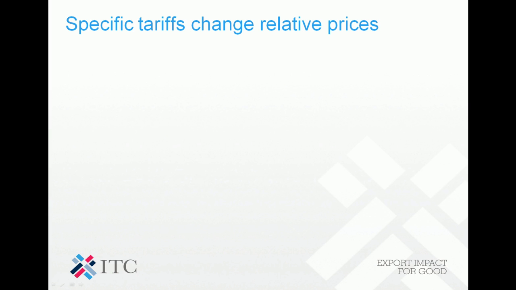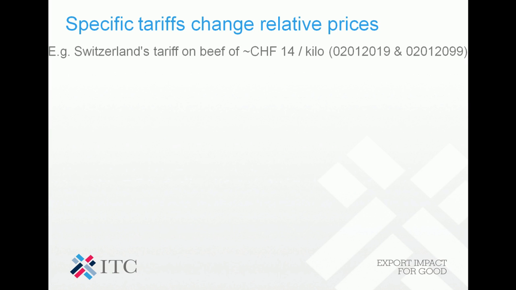Let's have a look at an example for specific tariffs and how they change relative prices after the border. The Swiss import tariff for beef is approximately 14 francs for the HS codes 02012099 and 02012099, that is, for a specific type of bovine meat outside of a tariff quota. Let's analyze how this affects the after-border prices for differently priced meat imports.